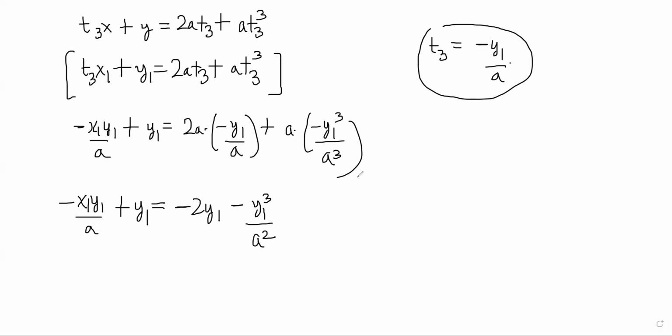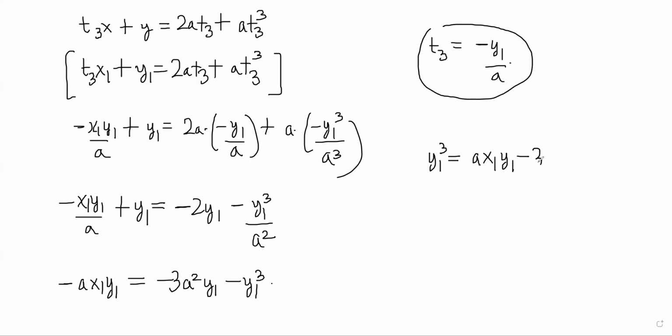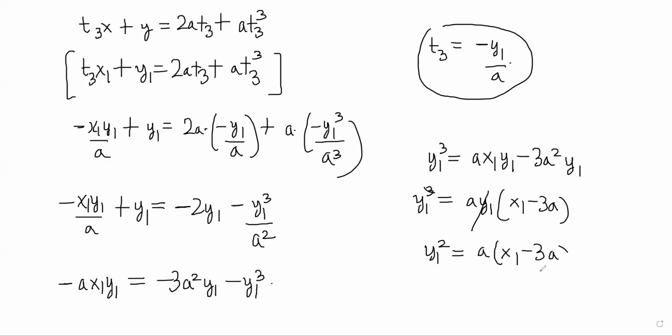Okay, so simplifying this a little bit, we will multiply by a square throughout. So we get a minus a x1 y1 is equal to, this is minus 3, so minus 3 a square y1 minus y1 cube, right? So what we get is y1 cube is equal to a x1 y1 minus 3 a square y1, and we are getting y1 cube is equal to a y1 common x1 minus 3a, and one y1 gets cancelled here. You get y1 square is equal to a into x1 minus 3a.